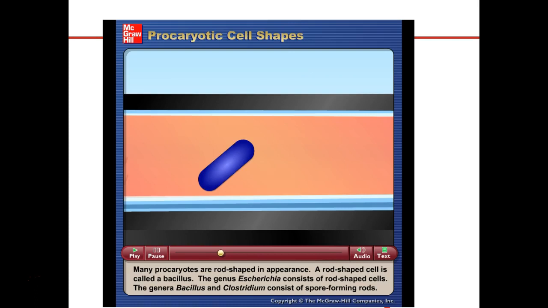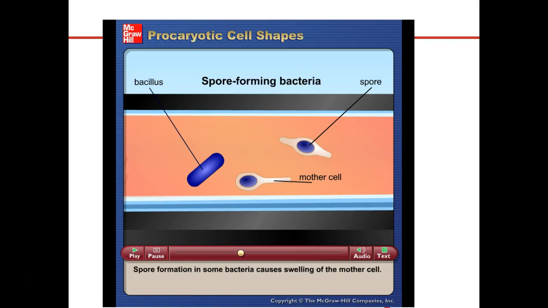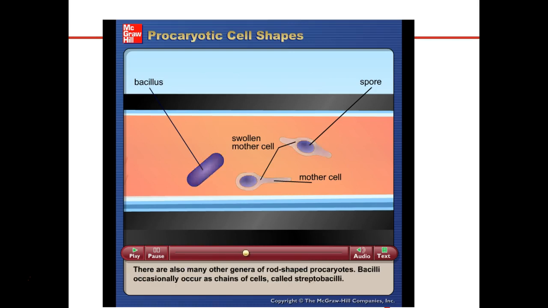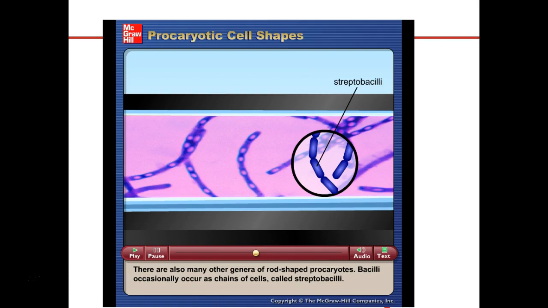Many prokaryotes are rod-shaped in appearance. A rod-shaped cell is called a bacillus. The genus Escherichia consists of rod-shaped cells. The genera Bacillus and Clostridium consist of spore-forming rods. Spore formation in some bacteria causes swelling of the mother cell. There are also many other genera of rod-shaped prokaryotes. Bacilli occasionally occur as chains of cells called streptobacilli.